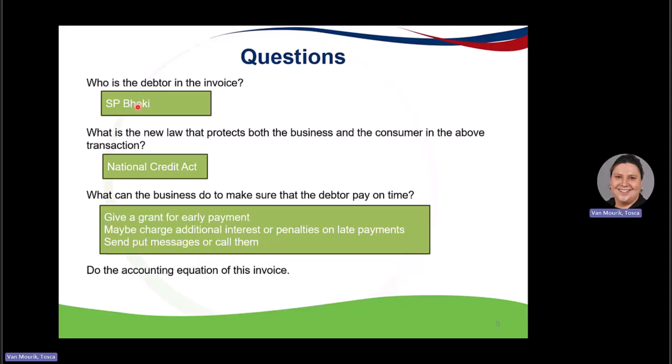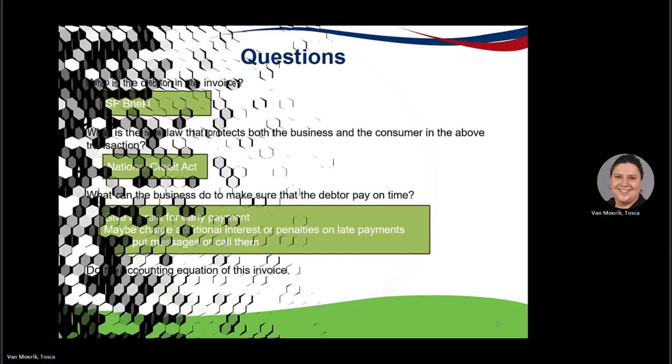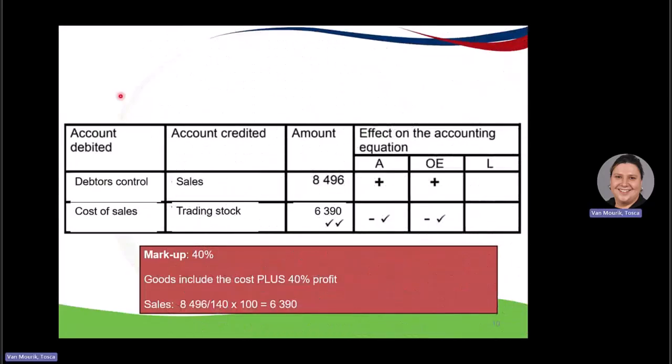So what will happen is we will debit our debtors control and we will credit our sales. Why will we debit our debtors control? Let's think about it. A debtor is a sort of an asset. It's a current asset. Assets will increase on the debit side. Therefore, we will debit that with the amount of 8.4 thousand.